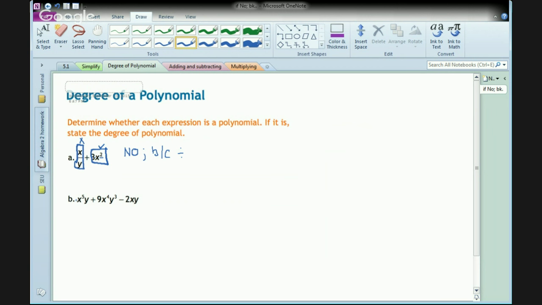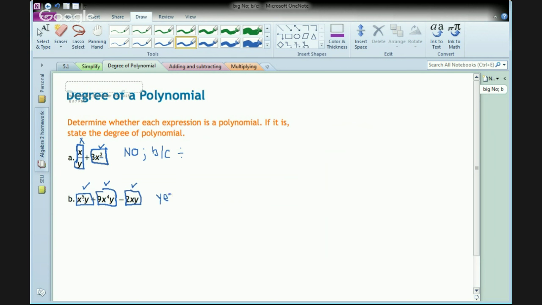Letter B, we have x to the 5th times y. So this is multiplication, so that is a monomial, check. Then I have 9 times x to the 4th times y to the 3rd, check, that's a monomial. Then I have 2 times x times y, check, that's a monomial. Now, it makes it a polynomial because I have 3 monomials. Okay, so this is a polynomial, yes.